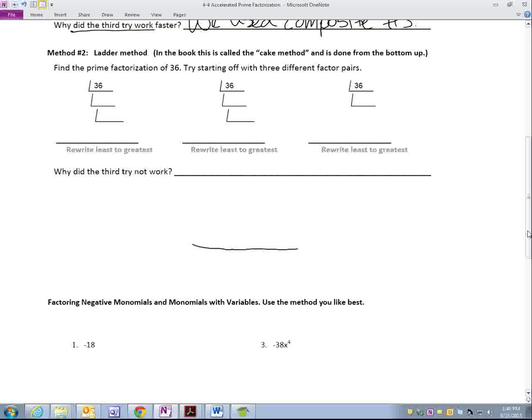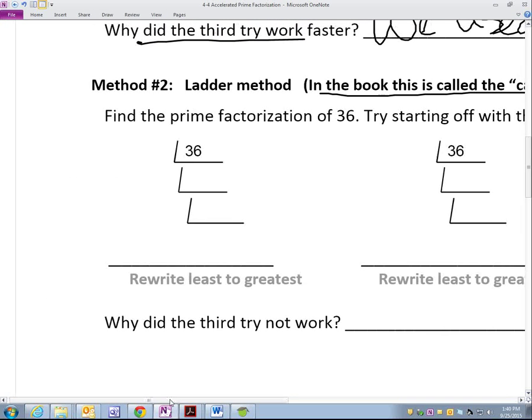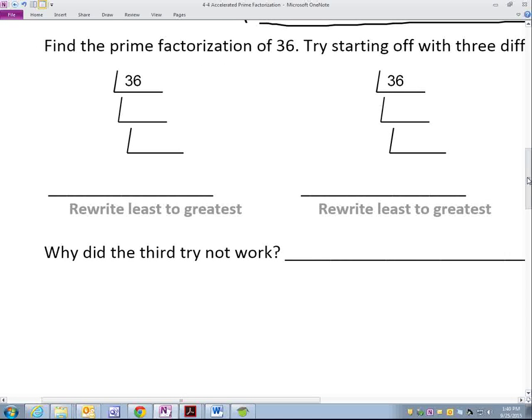Now we have the ladder method. This was used with greatest common factor, least common multiple, possibly, that sort of thing. Ladder method two, in the book, is called the cake method because it's done from the bottom up. And as I've learned from one of my students, this is the way they always teach division in Brazil.